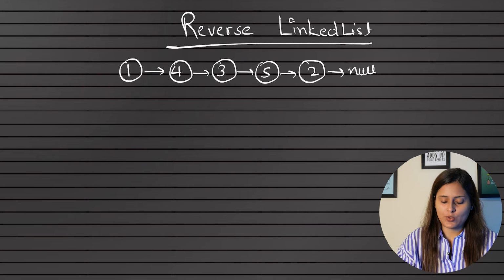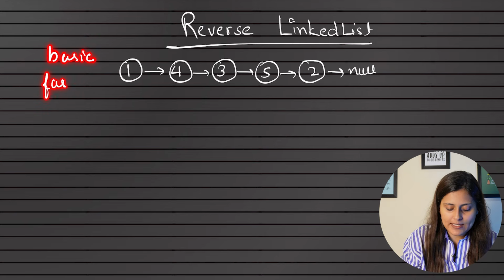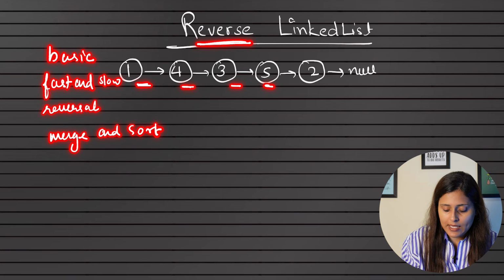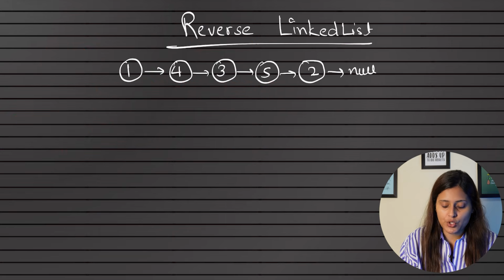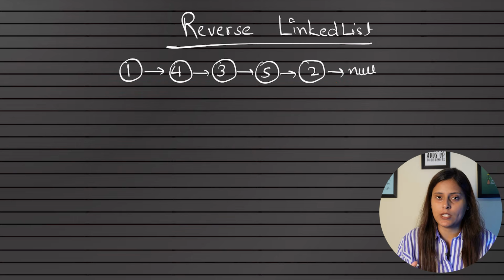So let's see how can we solve it. In linked list we have learned a few patterns which are basic operations, fast and slow pointer, correct? Yes. And the reversal pattern, which we are going to learn now, and merge and sort pattern. So in this case, the name itself says that we have to reverse it, so we can think of the reversal pattern approach, but that is the optimized approach. How can we think for the brute force approach?